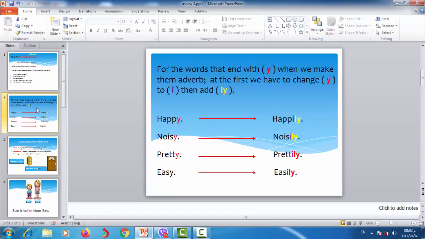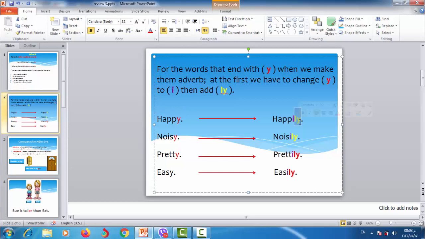If we want to change a word to adverb, and if the word ends with y, first of all we have to change y to what? To I. Then we add ly to the end of the word. For example, happy ends with what? Ends with y. Then to change happy to adverb, first of all we have to change y to I, then add ly.